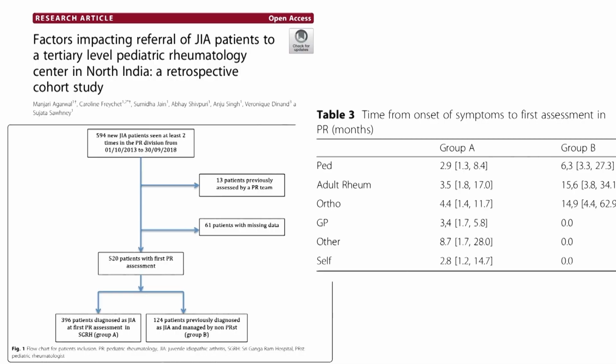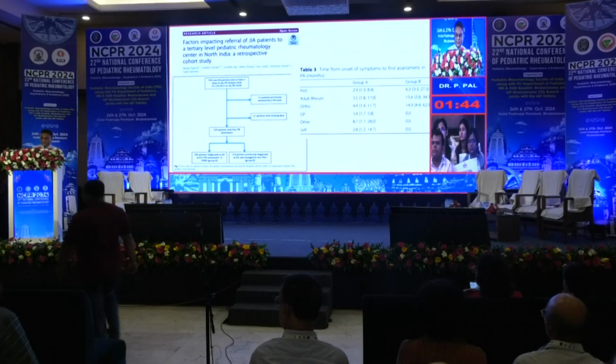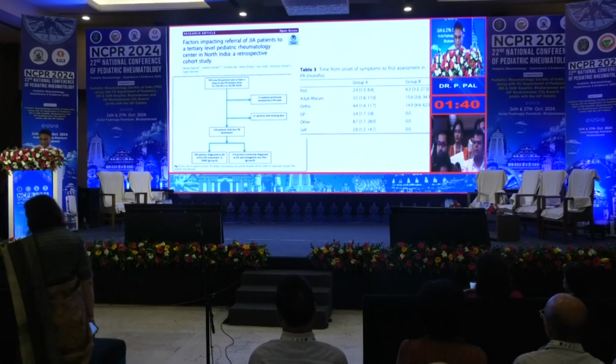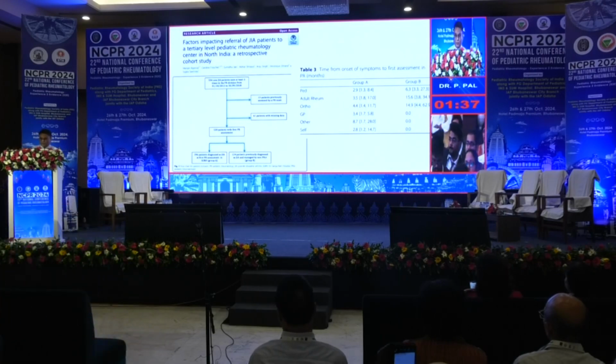This was a paper from Dr. Sujata and Manjari, factors impacting referral of JIA patients to tertiary hospitals. You can see that group B, which was referred later, had a much delayed referral compared to the group of patients who were coming initially to the pediatric rheumatologist. And we have to remember that this is a disease which needs therapy from the very initiation to prevent deformities.